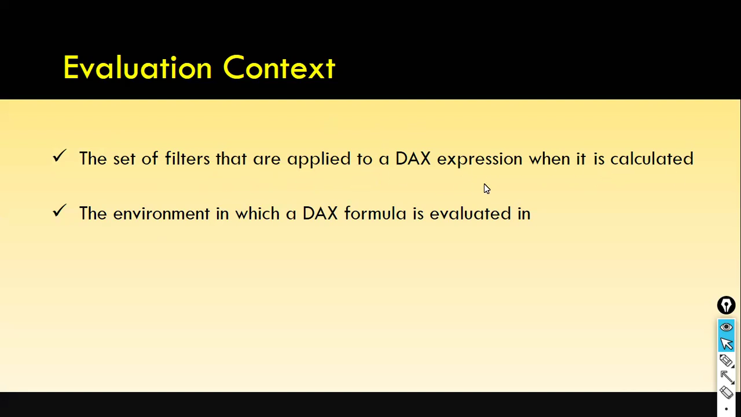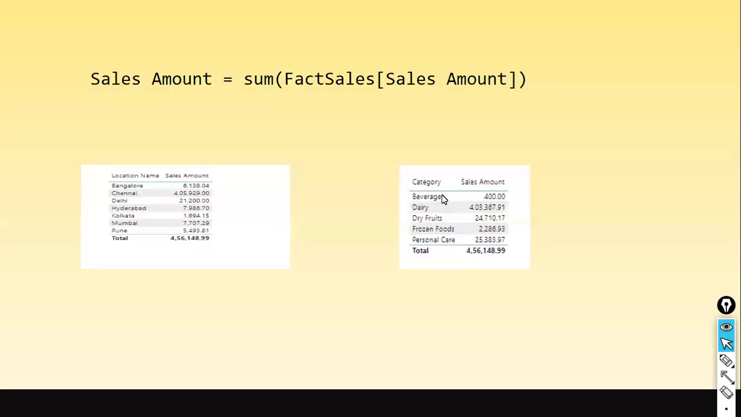Whenever you write any DAX expression, not only the slicer or filters will get applied, but apart from this, the row level and column level filters will also get applied. Okay, the set of filters that are applied to DAX when it is calculated. Don't worry. With this simple example, you'll be able to understand what exactly the evaluation context is all about.